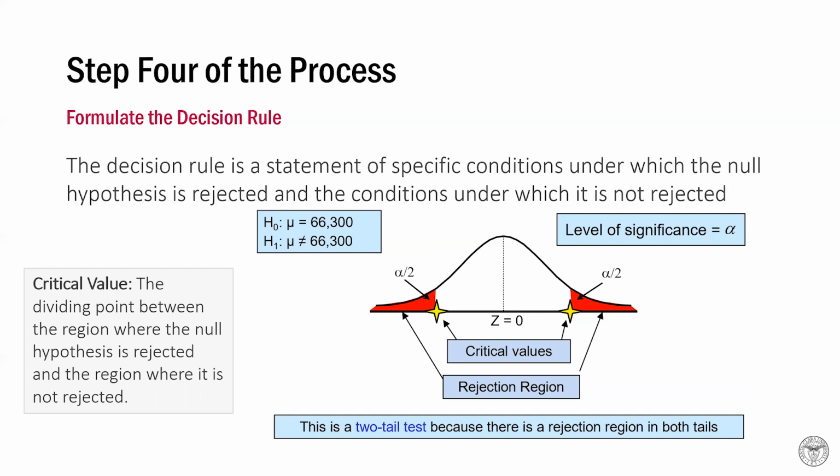The region or area of rejection defines the location of all the values that are either so large or so small that their probability of occurrence under a true null hypothesis is remote. The rejection region is defined by the critical values, which is the dividing point between the region where the null hypothesis is rejected and the region where it is not rejected. We further explain the critical values in the next slides.